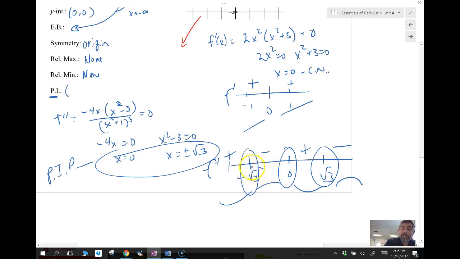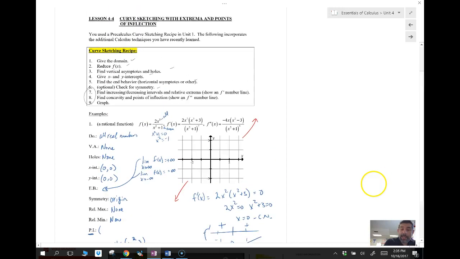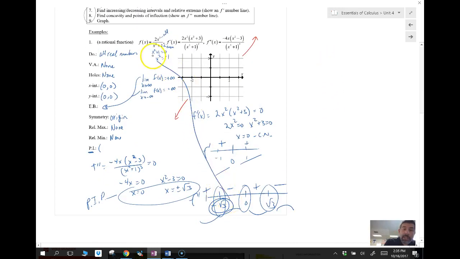Again, you're going to plug this x value back into your original function f to get your y value. And I'm going to get (0, 0), (root 3, 3 root 3 over 2) when all is said and done, and (negative root 3, negative 3 root 3 over 2) when I get all that finished.